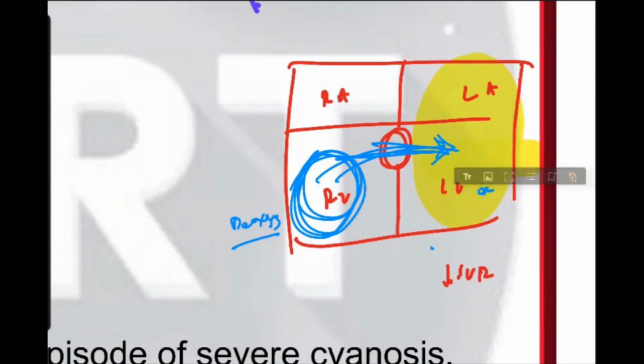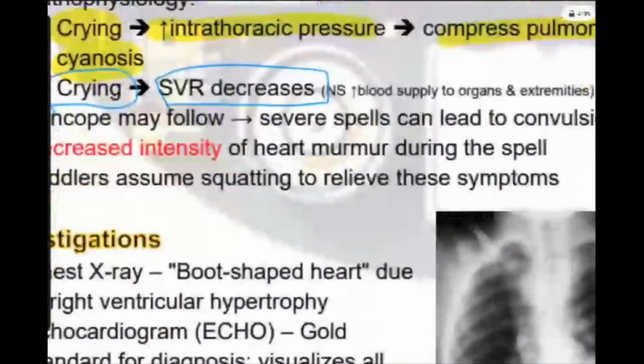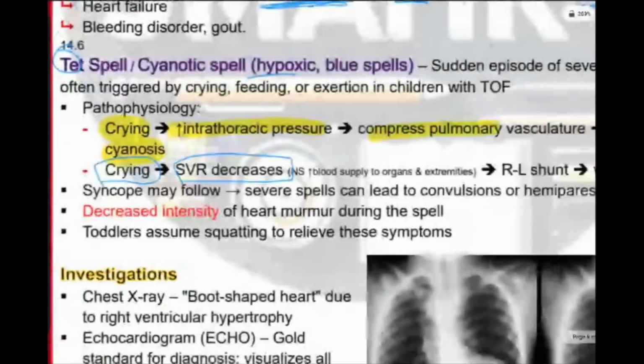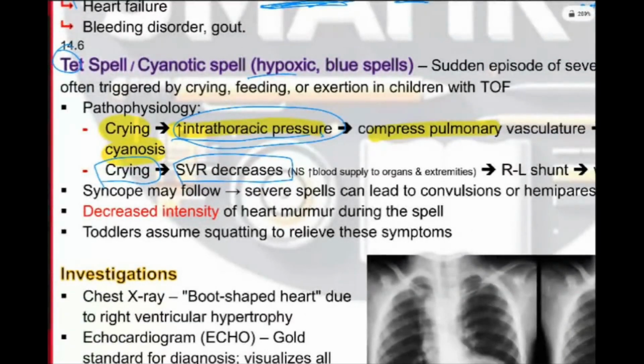Further decrease in oxygen concentration of the blood happens here. This will deepen the cyanosis. I think everybody followed. Okay, one of the reasons is there is increase in intrathoracic pressure. The other reason is SVR decreases. What is SVR? Systemic vascular resistance decreases.